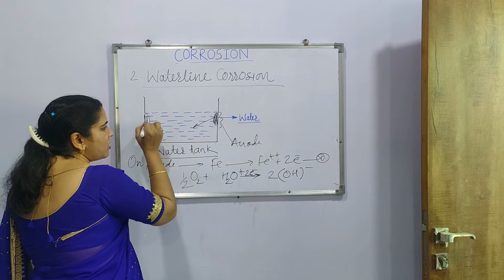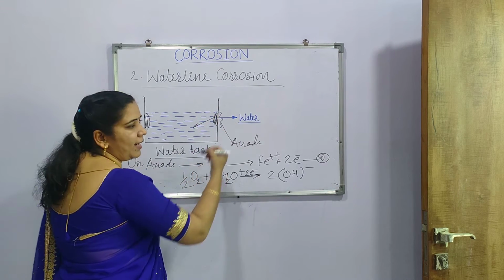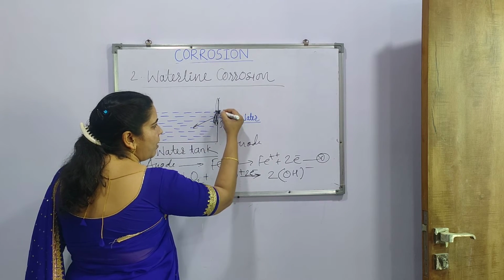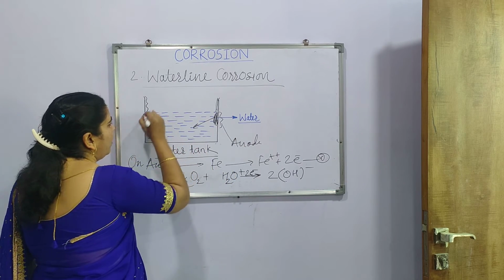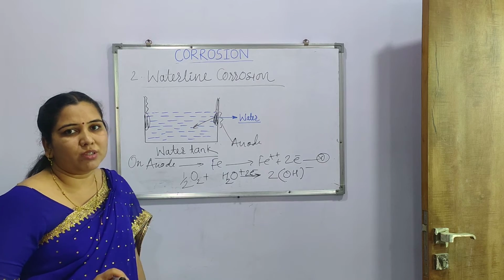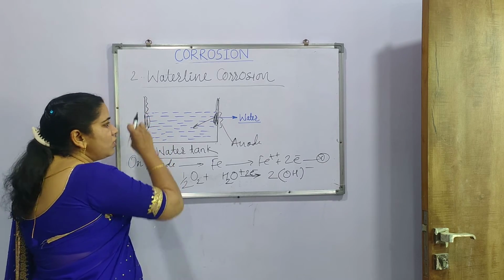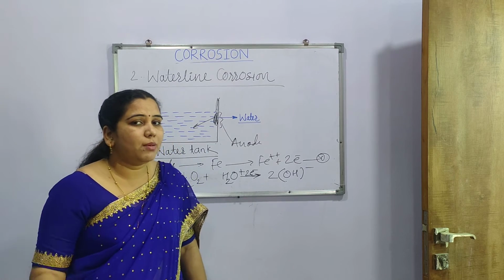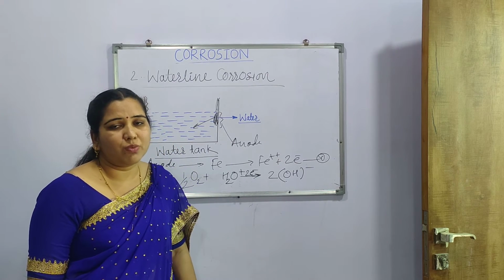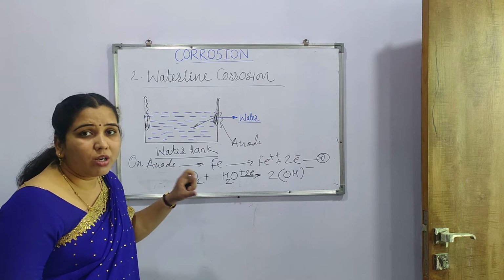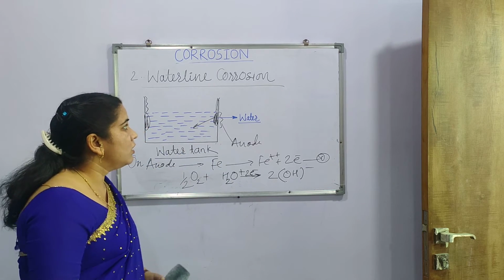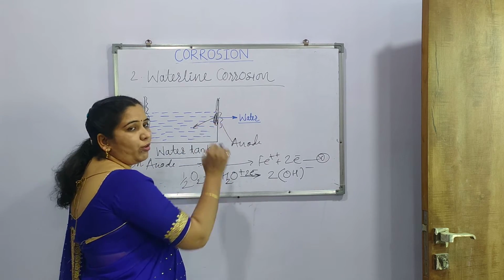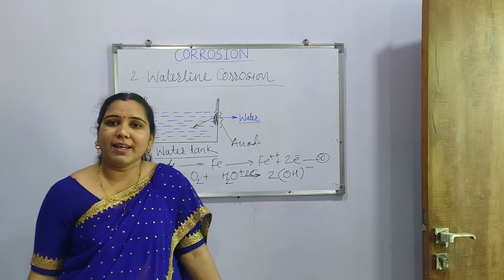So the portion just below the level of water will act as an anode, while the portion above the level of water will act as a cathode and get protected. Here the corrosion occurs, and this total portion can be damaged if a higher amount of corrosion product is found there. In this way we get the product of corrosion. So this is the waterline corrosion.